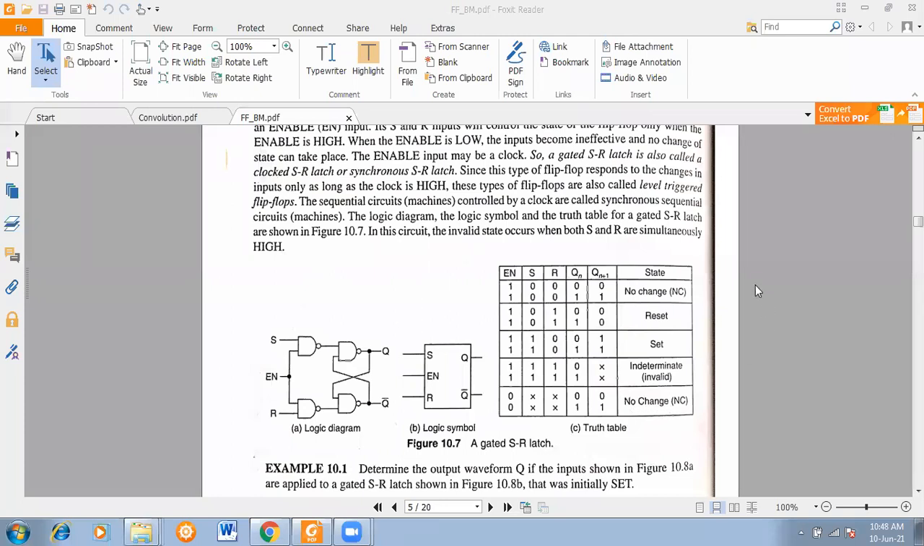So we have a few conclusions here. If clock is absent, if clock is grounded, then irrespective of the combination of the input levels, your output will never change. So if you change the input combinations, your output will still never change if you ground your clock input or enable input.